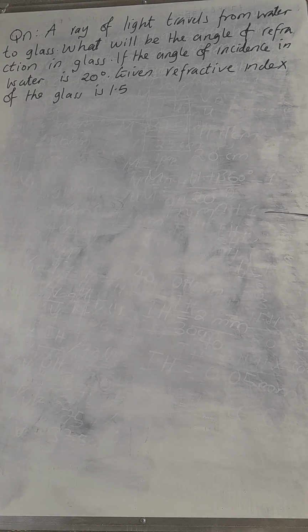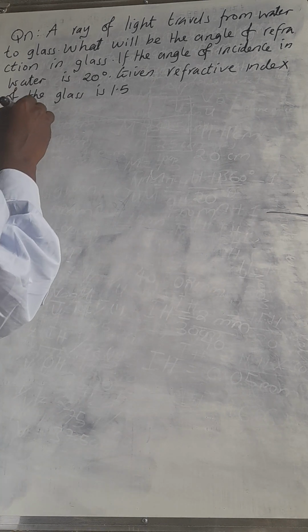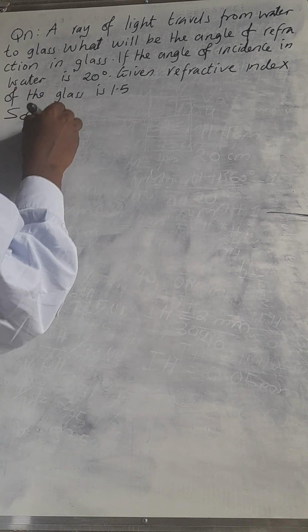So you may see here we have given a ray of light travel from water to glass. What will be the angle of refraction in glass if the angle of incidence in water is almost 20 degree, given that the refractive index of the glass is 1.5. So in this question you may see here a solution data given.